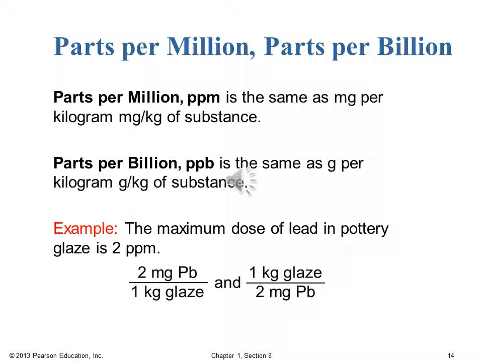This time it's grams per kilogram, and that's why, since the previous one's milligrams and this one's now grams, we're off by a factor of 1,000 times, and that's how we go from million to billion for our parts per million versus parts per billion. If we look at our example, the maximum dose of lead in pottery glaze is 2 parts per million, so that means you can have 2 milligrams of lead or lead ion per 1 kilogram of glaze, or you could say in 1 kilogram of glaze, there's 2 milligrams of lead metal or lead ion permissible. So we can use the conversion factor and have either substance be in the numerator or the denominator.